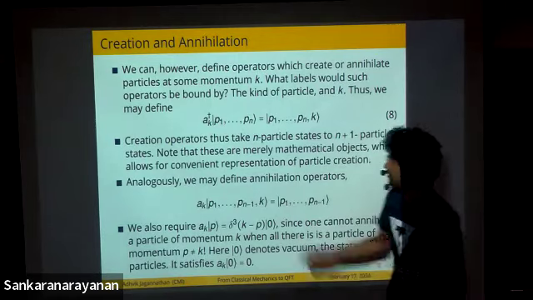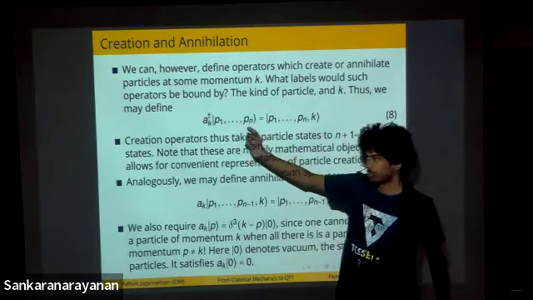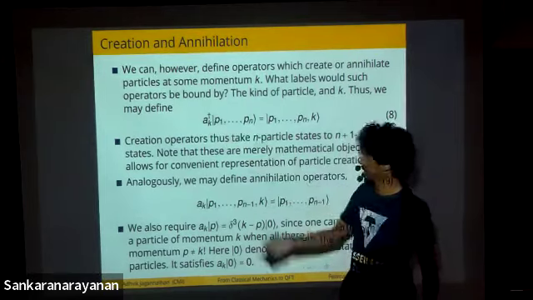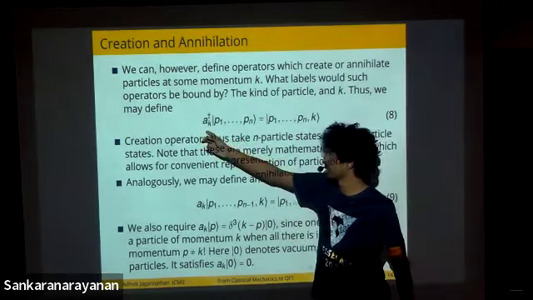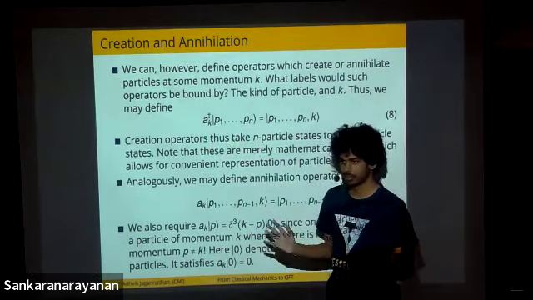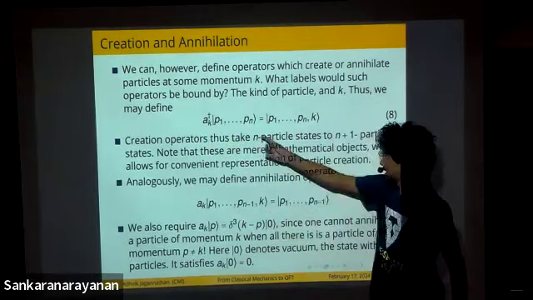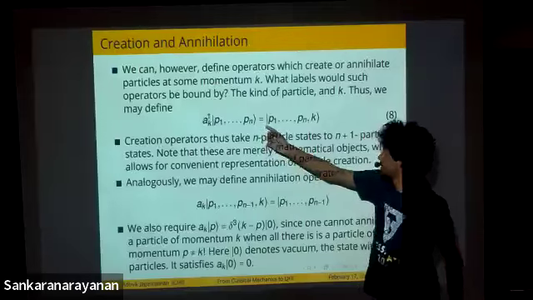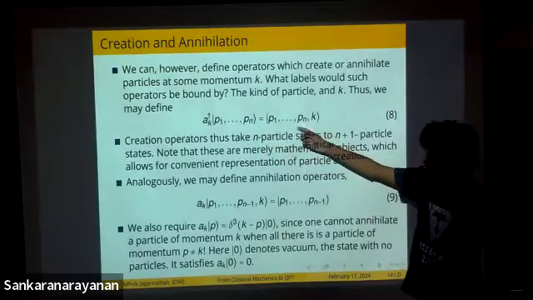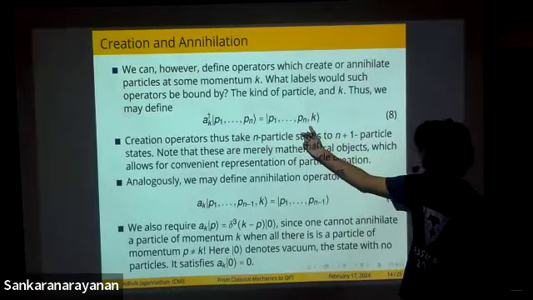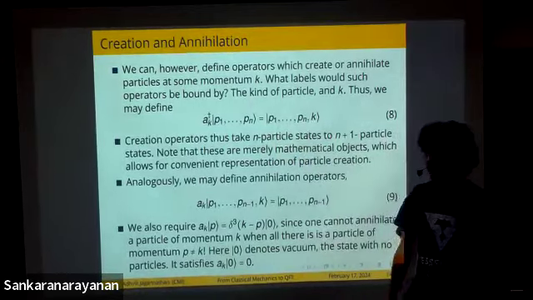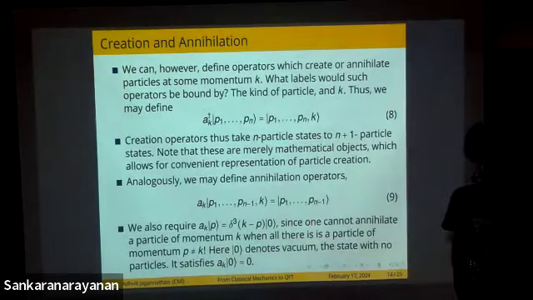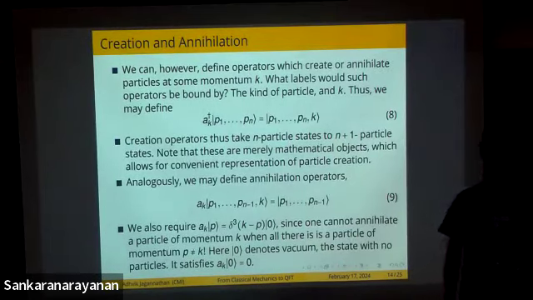So suppose you have n particles with momenta p1 to pn. You can speak of some operator. You can define this object, just a mathematical object, which takes an n particle momentum state to the n plus one particle state with these momenta p1 to pn and k. We call it a creation operator because it's creating a particle, right?